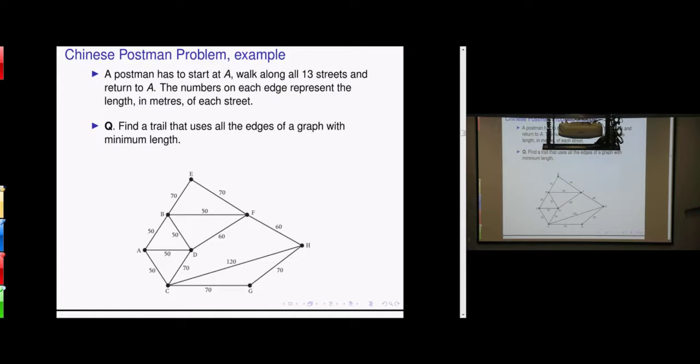So there's a graph. There's a weight on the edges. Then you want to find a trail which covers every edge, and somehow it still has minimum length among all the possible such trails. Okay, right?